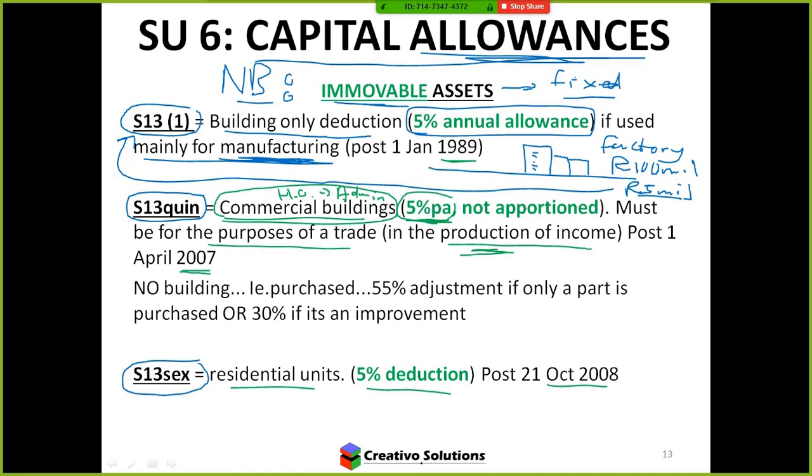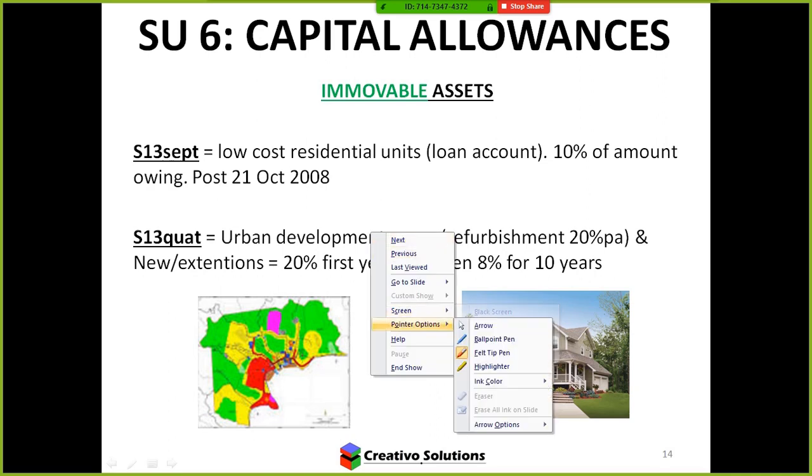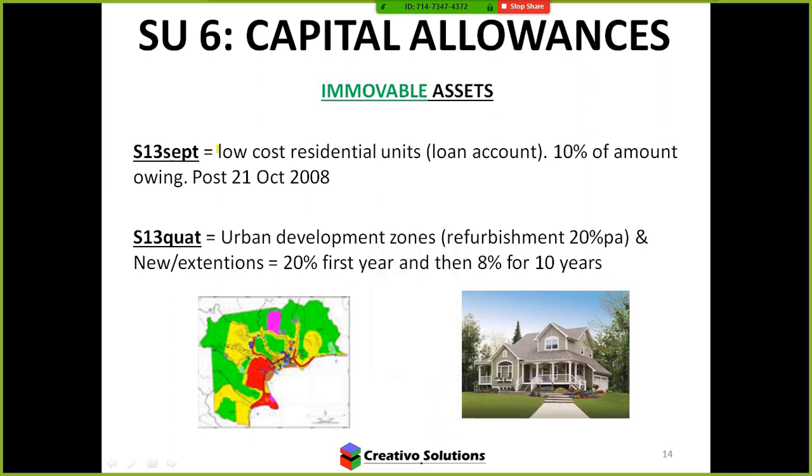And the reason for that is you might have bought a building prior to 2007, but are you still operating in 2020? Yes, you are. So can you still claim a deduction in 2020? Well, possibly, depending on when you had bought the building. Does that make sense? Yes. So the date is important, and we'll see questions covering that. There's two other ones here to consider, and these are looking more at development type companies. Low cost housing, urban development. So section 13 sept, and quats.